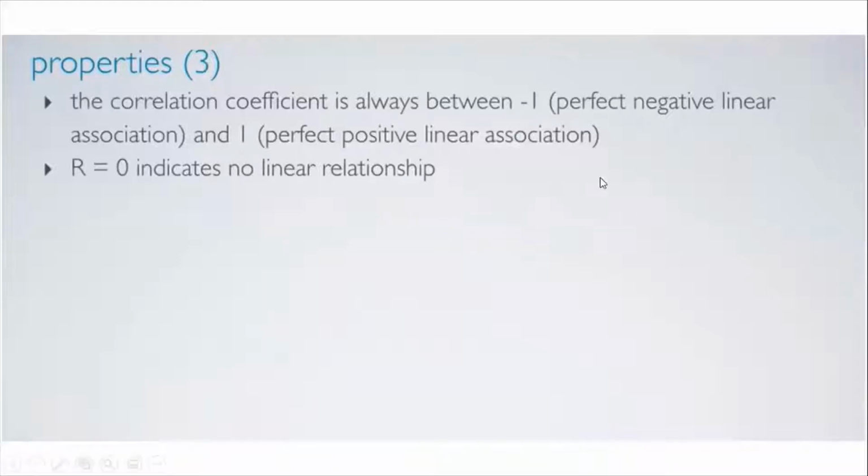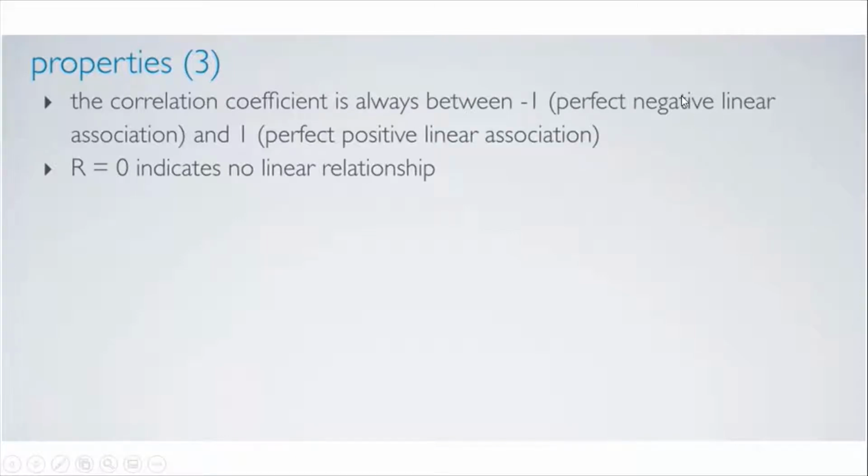The correlation coefficient is always between -1 and +1. We already talked about this. -1, what is -1? It is a perfect negative linear association. So that is the word linear. Correlation is always linear. It assesses the linear association.